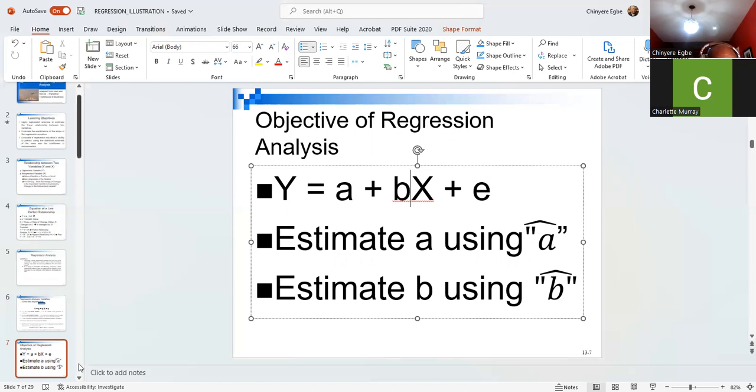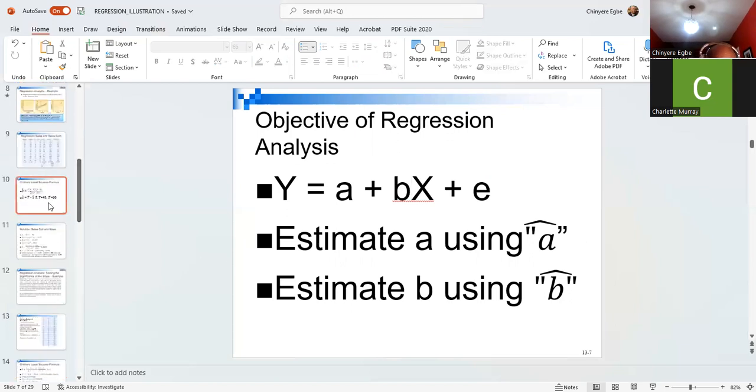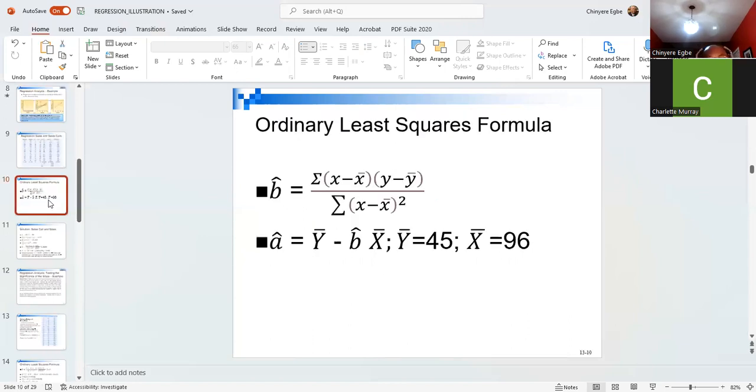So how do we estimate that? We specify the equation. B hat is the sum of X minus X bar times Y minus Y bar, divided by the sum of X minus X bar squared. So how do you get those numbers? Are those magical numbers? No, they are not magical numbers.